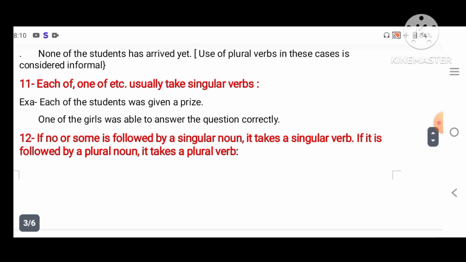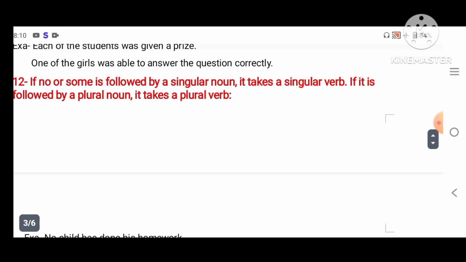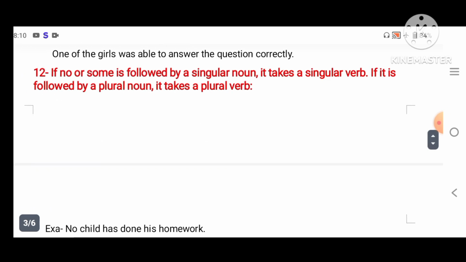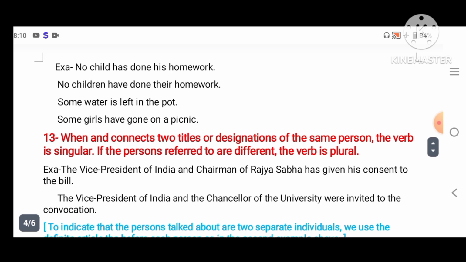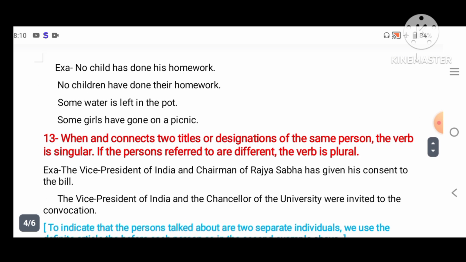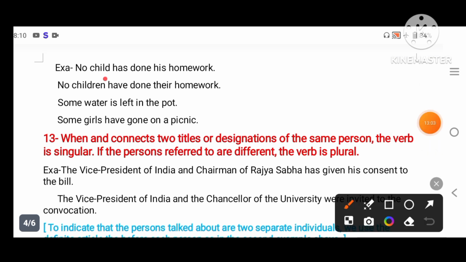Okay, then if no or some is followed by a singular noun, it takes a singular verb. If it is followed by a plural noun, it will take a plural verb. Look at this: no child. Here child is singular, so we will take a singular verb. No children, children is plural, we will take a plural verb.